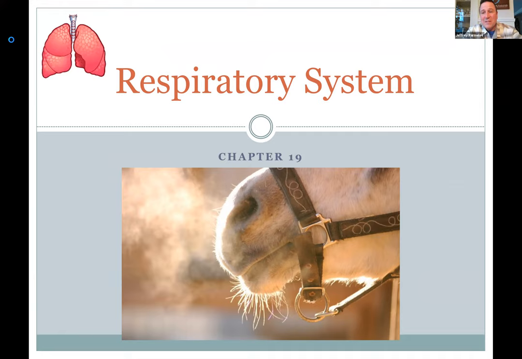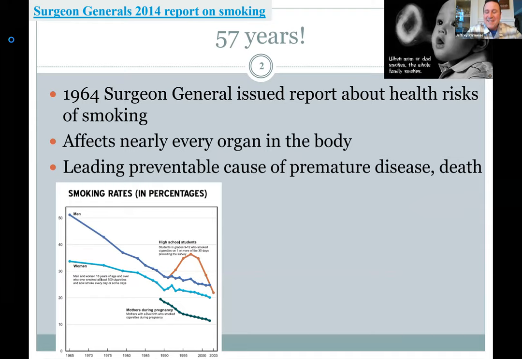All right. So first of all, the biggest issue with your respiratory system, pathology issue, is smoking, of course. Smoking was thought even to be healthy, and cigarettes were given out to GIs in World War II as a way to keep them awake and healthy and happy. And then in 1964, the Surgeon General's report, of course, said that smoking is bad for you. But it's been 57 years and we're still smoking so much, even though we know these really bad dangers.